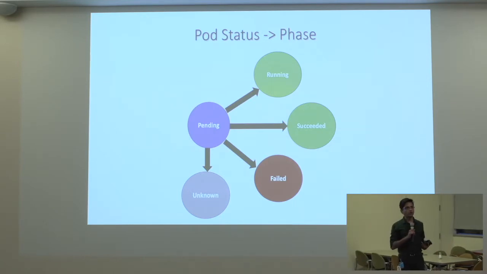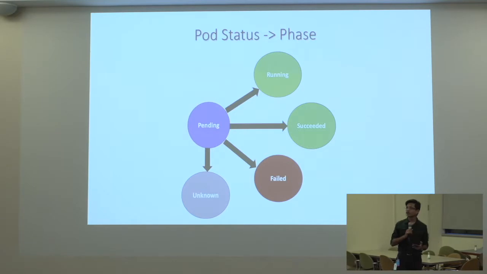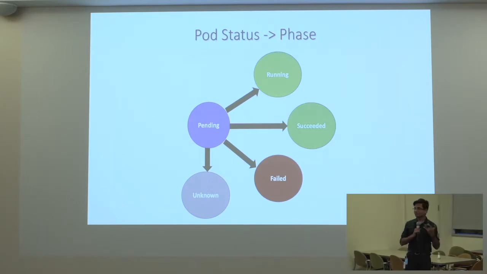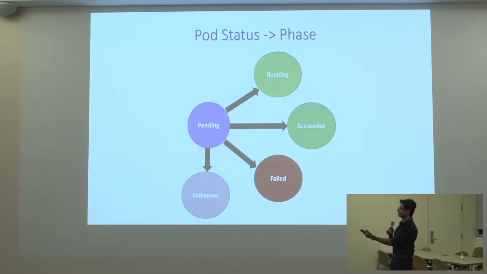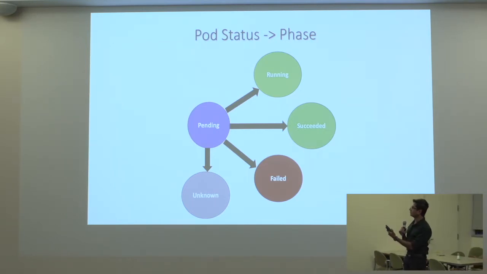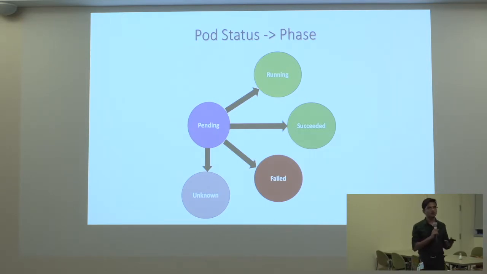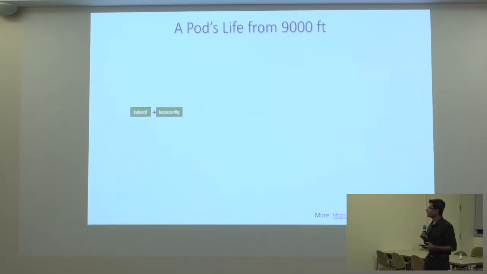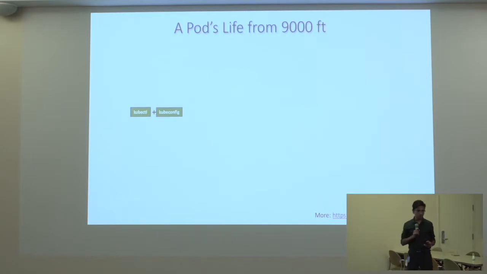The pod object in Kubernetes has a field called status, and it has a subfield called phase. So the state diagram for that kind of looks like this. When you schedule a pod, it starts with the pending phase, and then it could go into any of these 4 phases. So we'll see how that happens. So this is a pod's life from 9,000 feet.